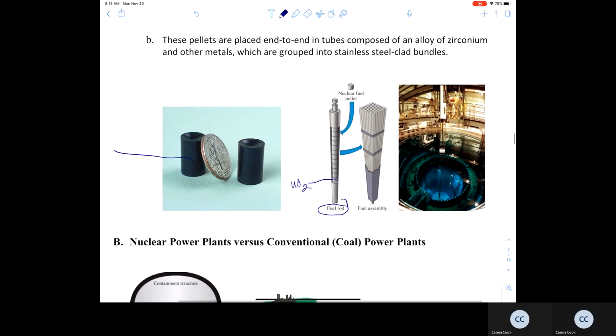These fuel rods are an alloy of zirconium and other metals. And they're grouped into these stainless steel clad bundles that we call a fuel assembly. So there's your stainless steel, that dark gray material that you see. The stainless steel is a protective covering over the zirconium alloy that contains your uranium-4 oxide pellets. And then these bundles are placed into your nuclear reactor, which is shown in this picture.